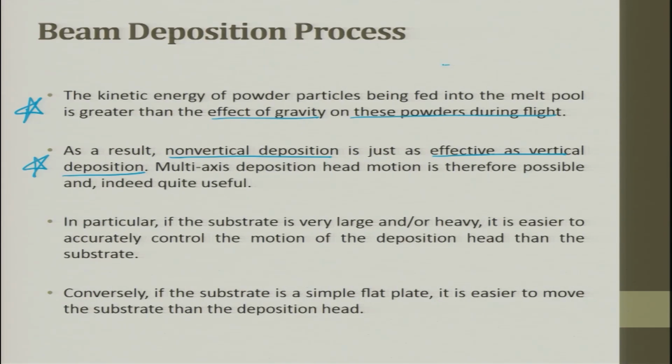So, that means to say, if you see a nozzle, you will have holes. So, there are 4 holes here. From each of the holes you can start feeding different powders, and this can hit the surface. So, this is one way, or the other way around is you can have multi-axis deposition heads. In particular, if the substrate is very large and or very heavy, it is easier to accurately control the motion of the deposition head than the substrate. Conversely, if the substrate is a simple flat plate, it is easier to move the substrate than the deposition head.